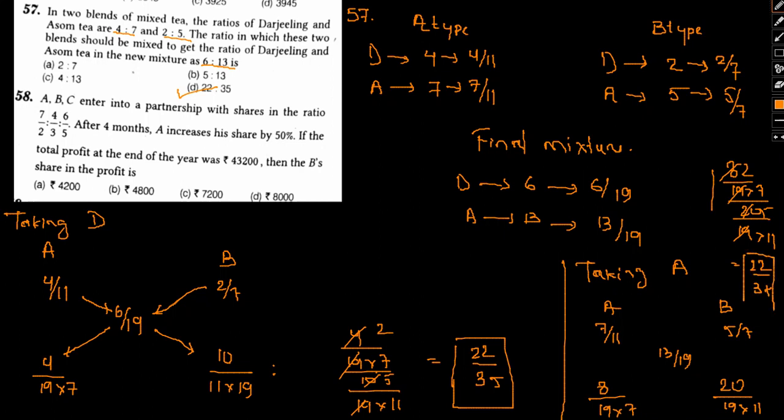So either way we could have solved the same. Either we can take the allegation of Darjeeling tea or of Assam tea. Either way we can solve it. I hope this is clear to you. So with that said, let's move on to number 58. You can solve it in either way. So we'll move on to number 58 now.